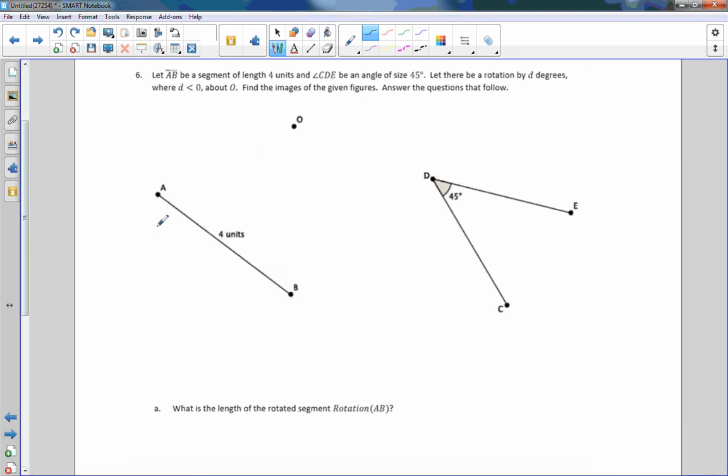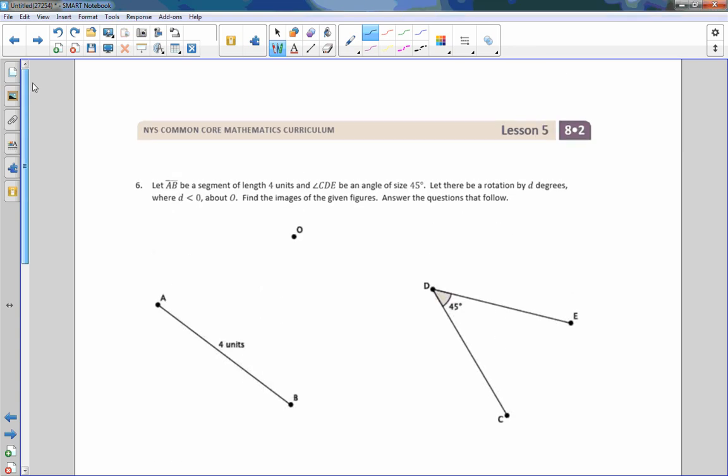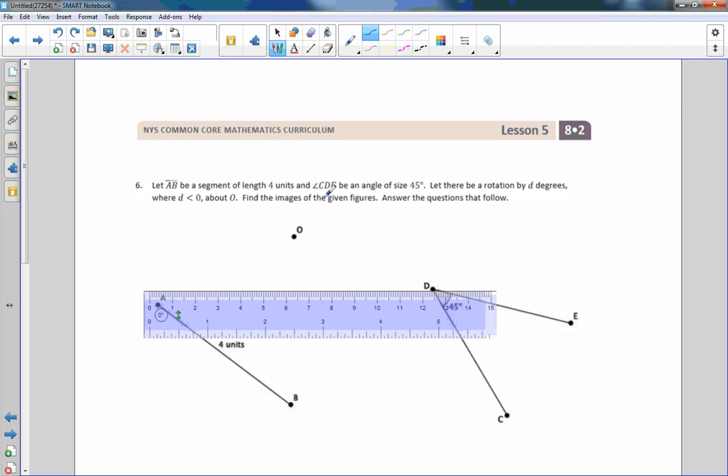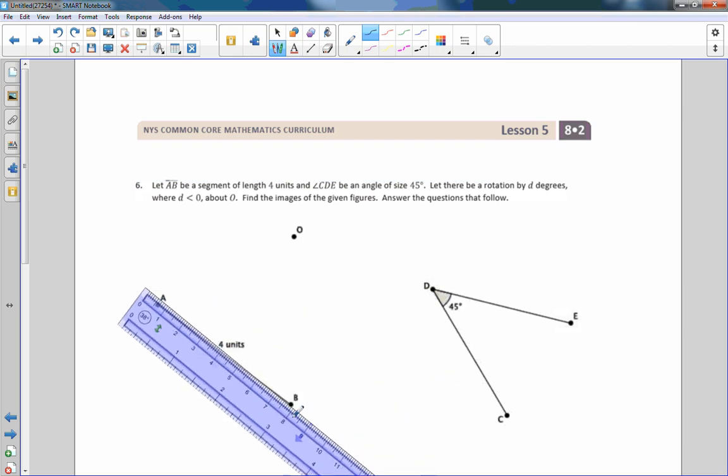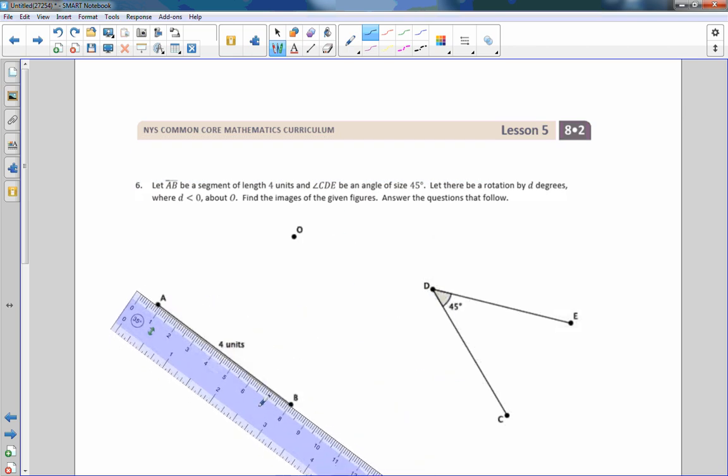Number 6, let AB be a segment of length 4 units, and angle CDE be an angle of 45 degrees. Let there be a rotation by D degrees about O, where D is negative, less than 0. So I'm going to do the same thing. Get your transparency and start copying everything onto the transparency. So I will show that portion of it. Let's do this in red. Then there's AB.